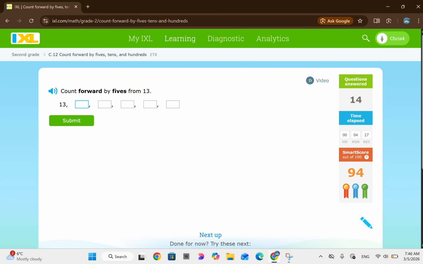Count forward by 5. Wait. Count forward by 5s from 13. What? Forward by 5s from 13? 13 can't even be in a 5. Listen. 5, 10, 15, 20, 25, 30, 35, 40, 45, 50. That makes no sense. By 5s? What?